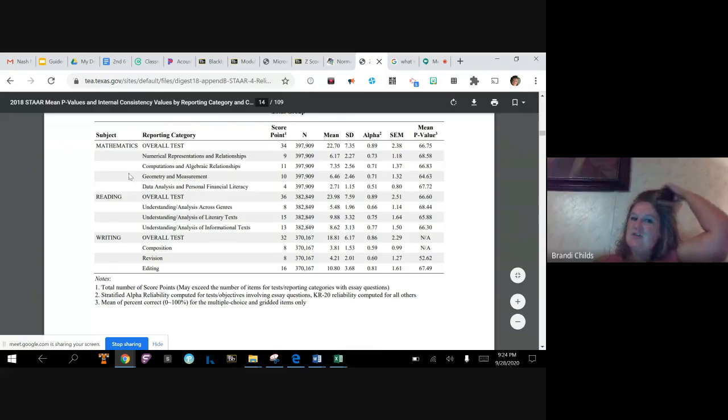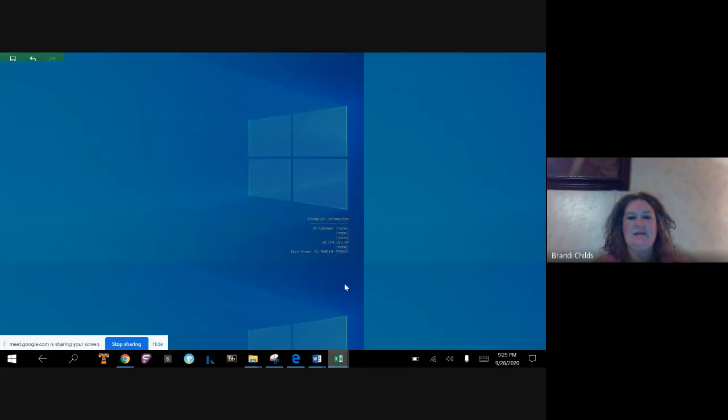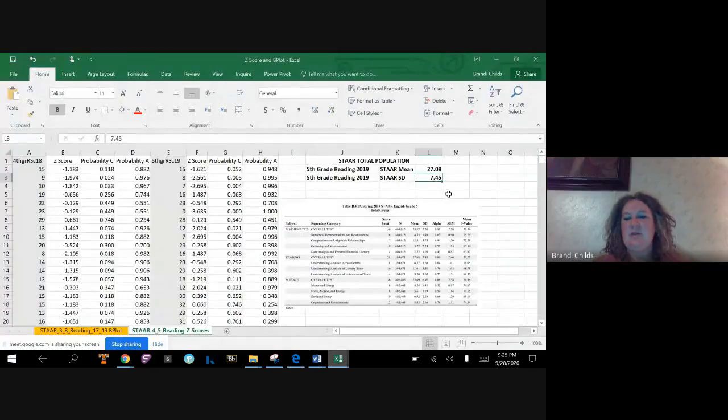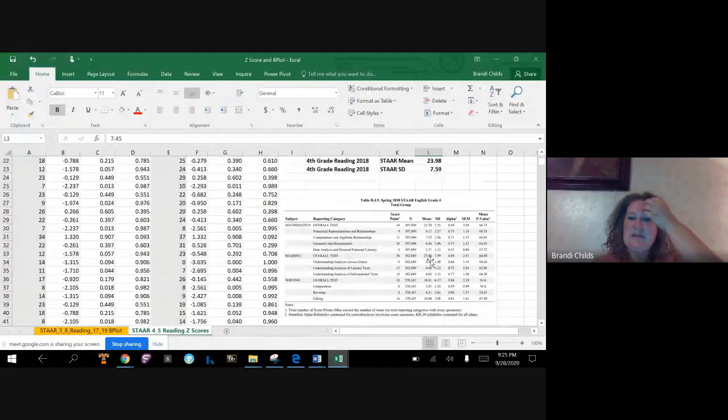For instance, I could do math as well. If I had the raw score in math, I would be interested to see that and compare it with reading. But of course, we just did reading, and our main focus is the overall test. And then of course, here's your mean and standard deviation. So where I found the 23.98 and 7.59 is exactly out of this table, and I have included it in my Excel sheet just so we are able to see. And here's that one right here, the 2018. So we can see those numbers.